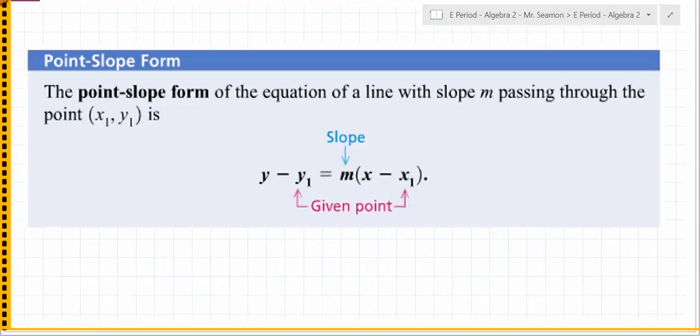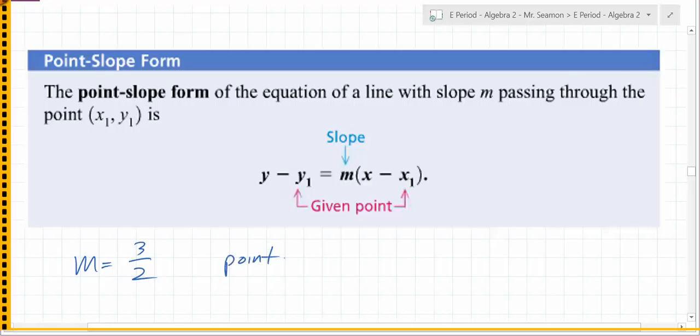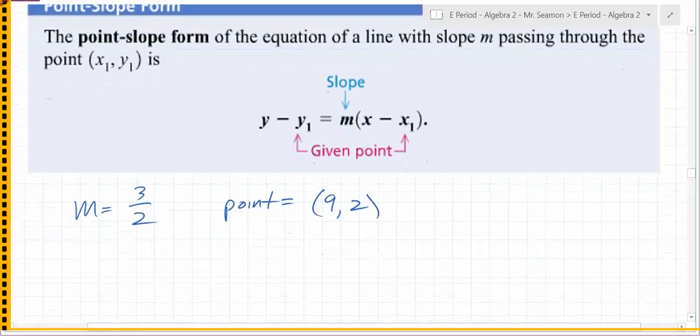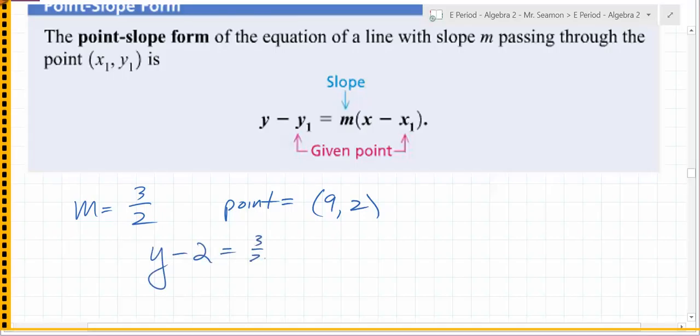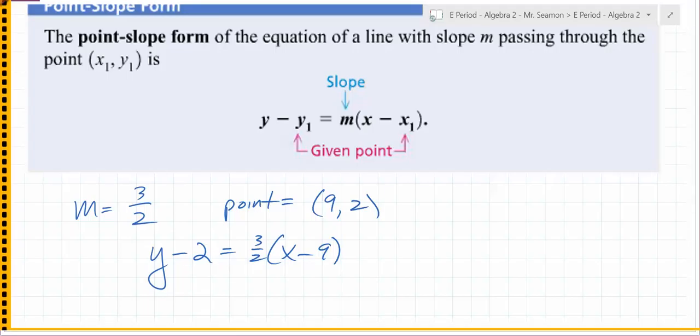And the given point is x1 and y1. So, Summer, give me a slope. Any slope you want. 3 over 2. And Harry, give me a point. 9, 2. Okay, given that slope and that point, please write me the equation in point-slope form. What did you get? y minus 2 equals 3 over 2 times x minus 9. Done. If I just ask you to write the equation, you're done. If I ask you for a different form, you have to do some more work, and we'll practice that. But what's cool is you have it right there. Any point and a slope, and you're done.